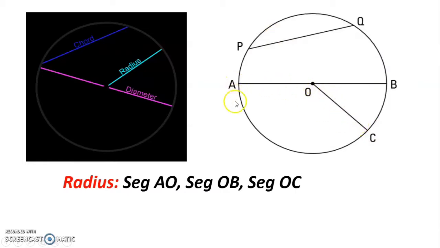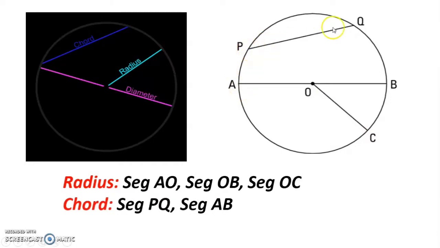So the only chords which we got are segment PQ, because it is joining two points on the circle, and segment AB, which is joining A and B.